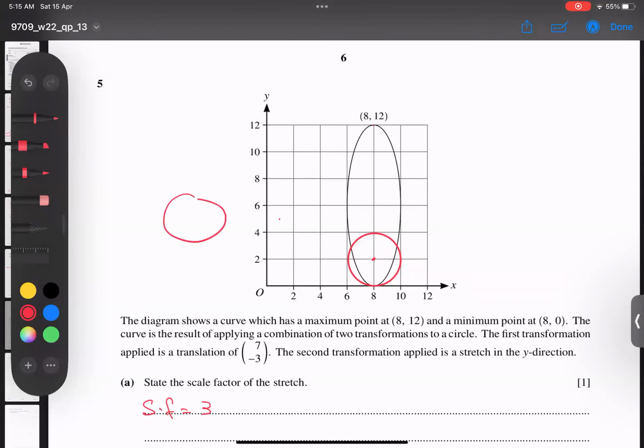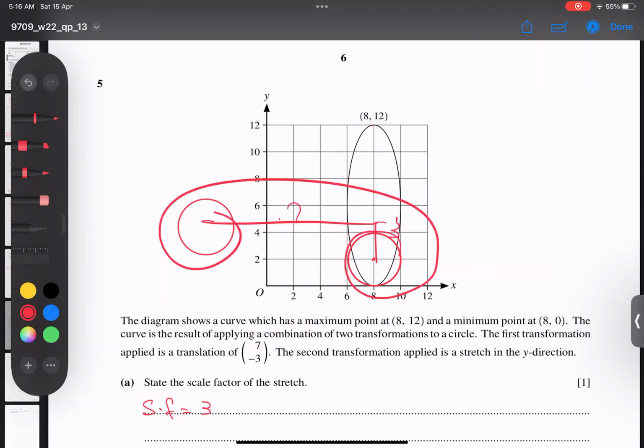After translation, this shifted. So if I go back, right and left, right and down, how do I know right and down? 7 is right and negative 3 down. It means 7 and minus 3. If I want to go back from here to there, I will go in reverse. So this is this way and this way.